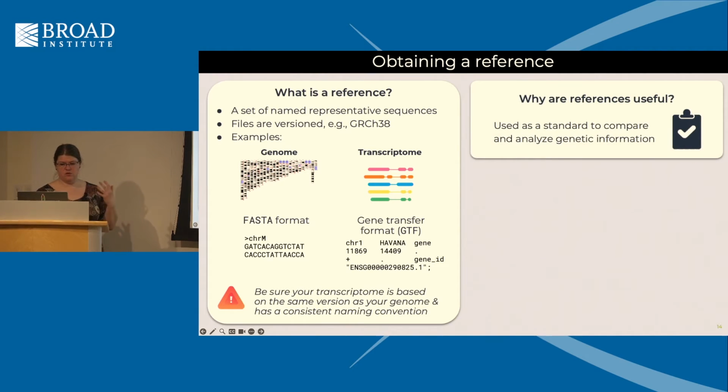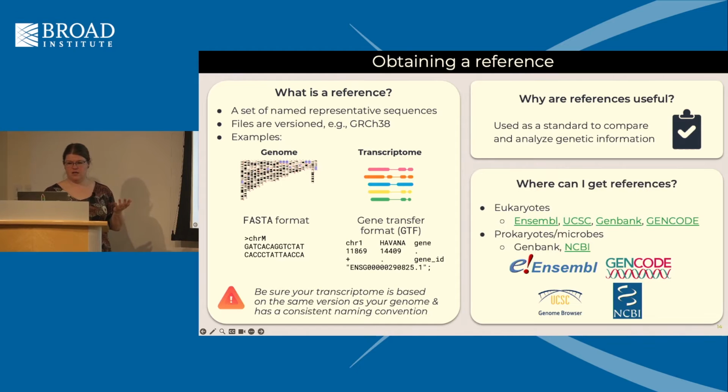These are useful because these are standard to compare and analyze genetic information. There's a lot of good references available from Ensembl, UCSC, GenBank, GENCODE. For prokaryotes and microbes, you can get a lot of references from NCBI. And then there are times where you'll have a consortium generate a custom reference. The bear genome I worked with was the Ursus arctos horribilis genome reference consortium, which is kind of cool.